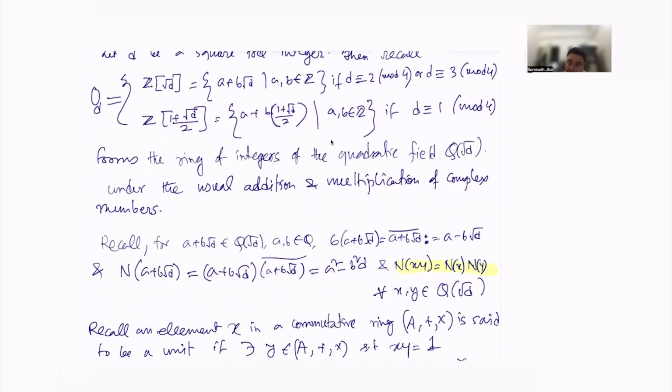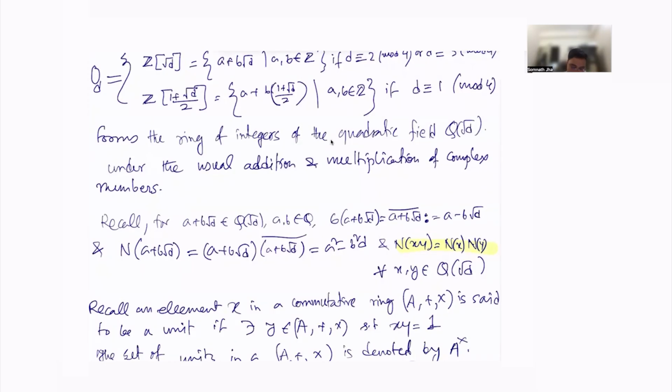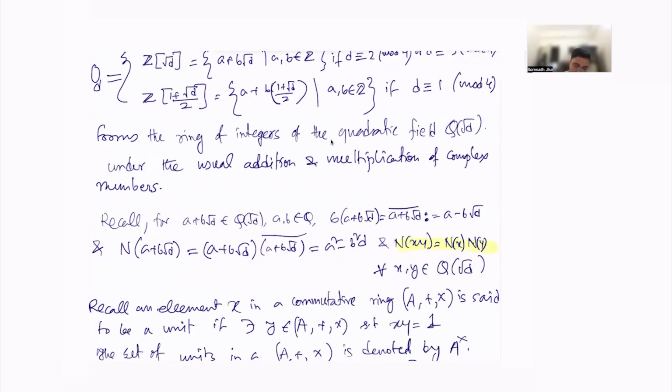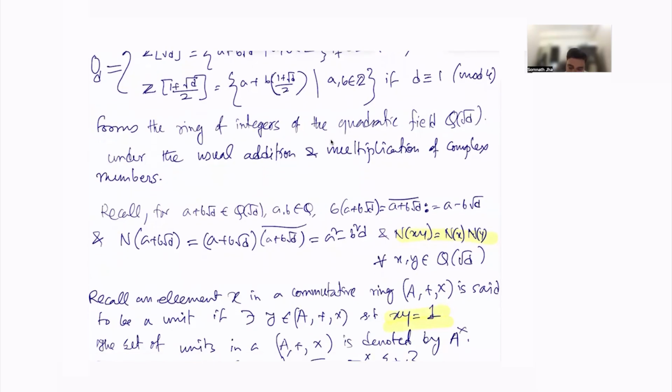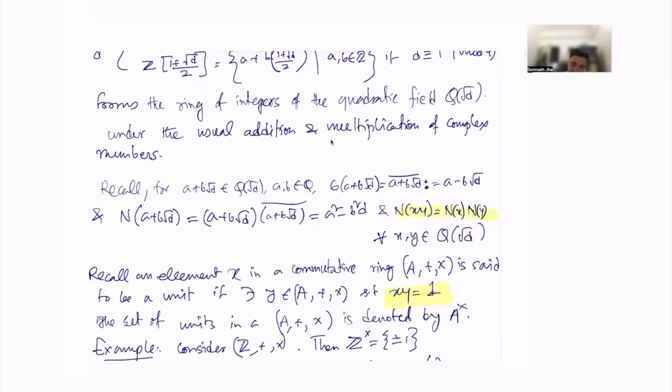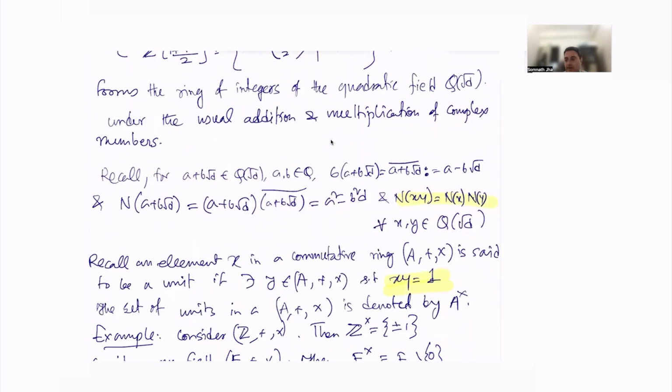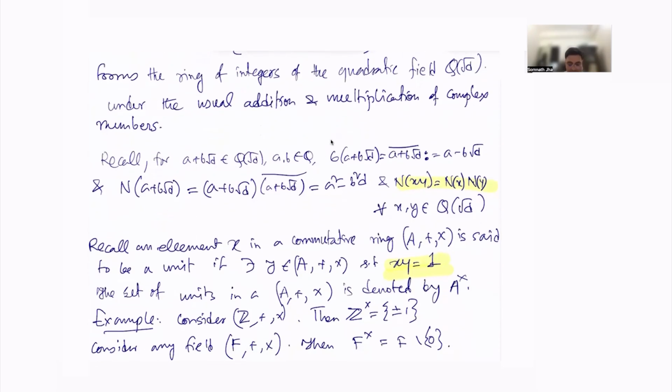An element x in a commutative ring with 1 is called a unit if it has a multiplicative inverse, that is, if there is another y in A so that x times y equals 1. The set of units is usually denoted by A star. For example, the units in Z are only plus 1 and minus 1, since for no other integer m does 1 by m belong to Z. On the other hand, in a field, every non-zero element has an inverse, so for a field the group of units is just F minus 0.